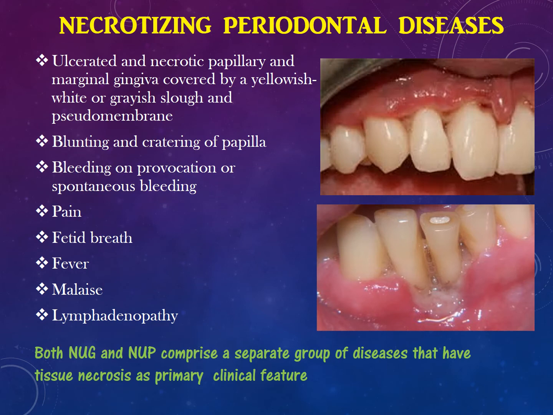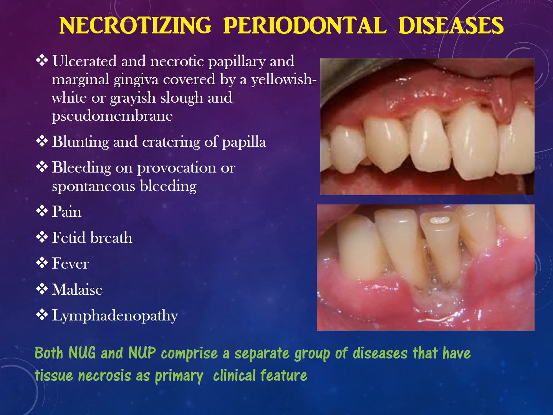Next, moving on to the necrotizing periodontal diseases. The clinical manifestations or features of these diseases are an ulcerated and necrotic papillary and marginal gingiva, which is covered by a yellowish white or grayish slough and pseudomembrane. It has blunting and cratering of the papilla. It has bleeding on provocation or spontaneous bleeding. Pain, fetid breath, fever, malaise, and lymphadenopathy are the other clinical manifestations.